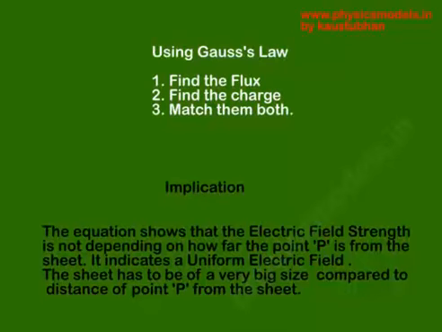However, you see that there is no distance x in this equation. So we use Gauss's law for a sheet. We found the flux, we found the charge, and we matched them both. And as you can see on the notes below, for a particular sheet for a uniform electric field, the distance of the point P from the sheet is not entering into the equation.